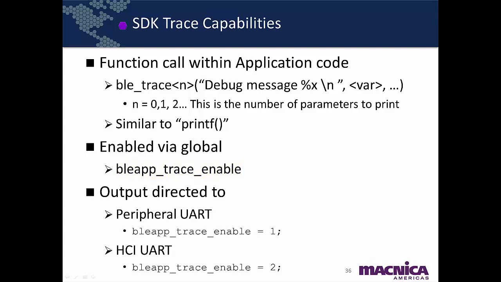Messages can be output to either the peripheral UART or the UART of the host controller interface, which is the recommended method. The syntax is similar to that of the standard C library printf function. You can even print out formatted variables using parameters.